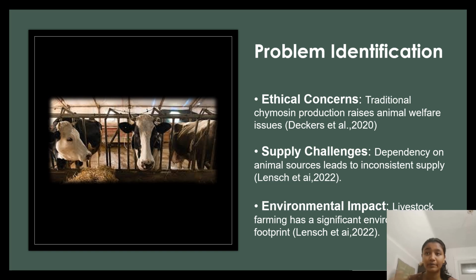It depends on sources related to animals, so that produces an inconsistent supply. And the third one is environmental impact. Livestock farming has a significant environmental footprint.